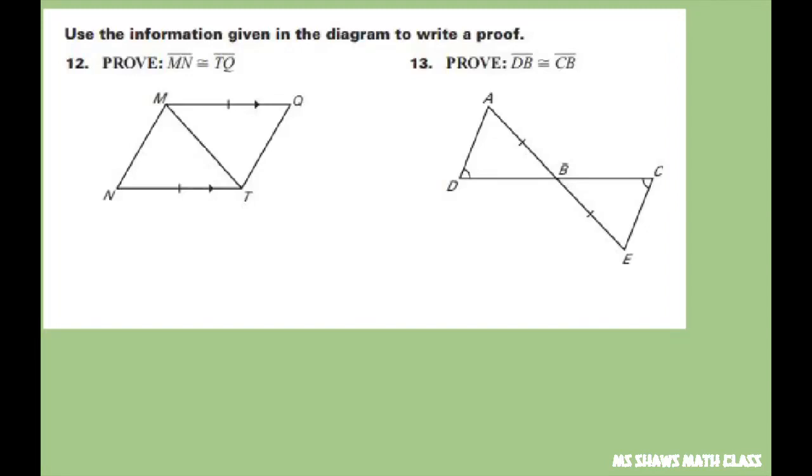Hi everyone, we're going to use the information in the diagram to write a proof. In this case we want to prove that MN is congruent to TQ, and for this one we want to prove that DB is congruent to CB, and we're going to be using the corresponding parts of congruent triangles are congruent. So we'll get started and do this one.